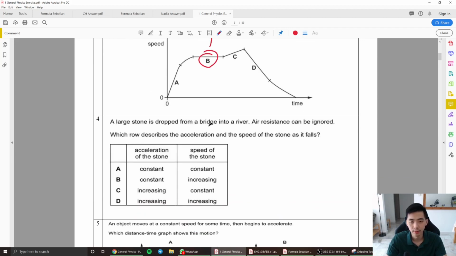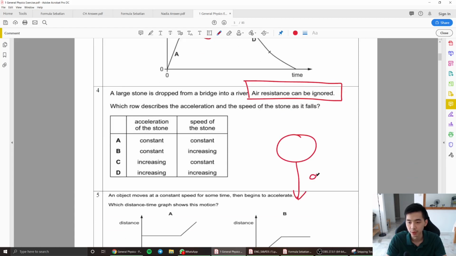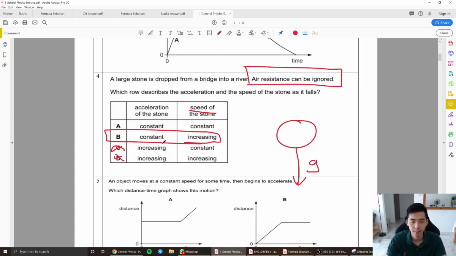A large stone is dropped from a bridge into a river. Air resistance can be ignored. Which row describes the acceleration and the speed of the stone as it falls? If air resistance is ignored, the only thing that acts on the object is gravitational acceleration. So I know for a fact that the acceleration of the stone is definitely going to be constant. It is never going to increase because gravity is not increasing on the object. And if my acceleration is constant due to gravity, my speed is definitely going to increase here. So the answer is going to be B.